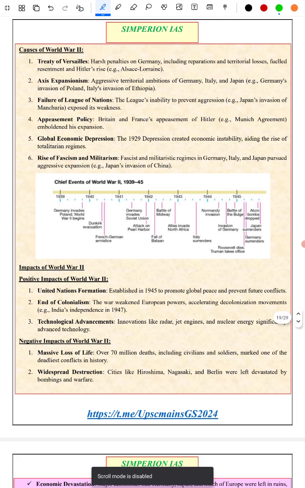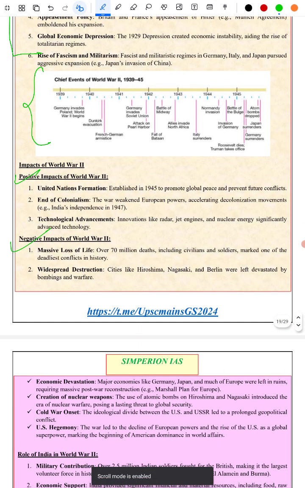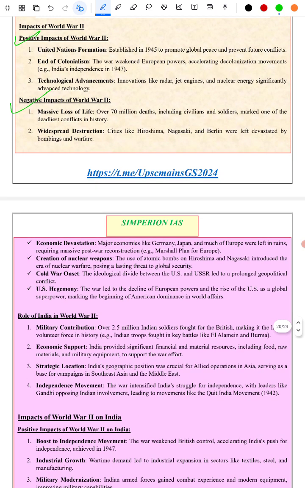One of the important causes is the humiliating Versailles Treaty on Germany. Next, we have discussed a timeline. We are given 6 causes here. The impact of World War II, that is positive impact and negative impact. Again, the positive impact of World War II is formation of the United Nations, end of colonialism and technological advancement.